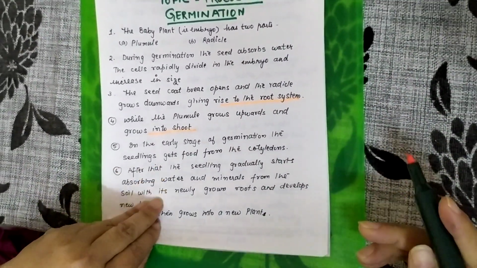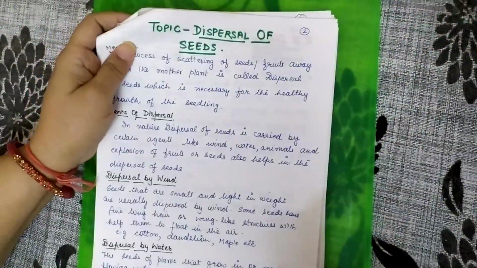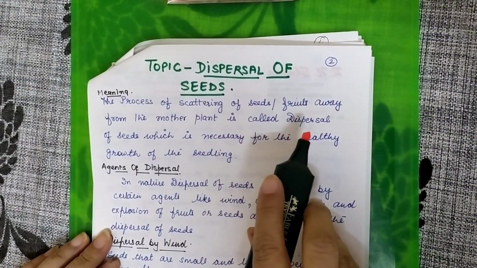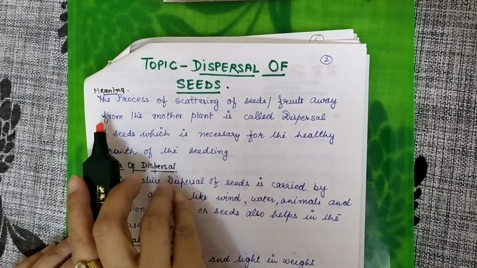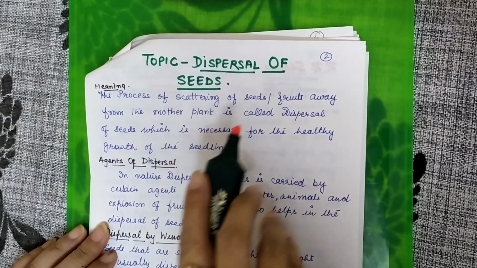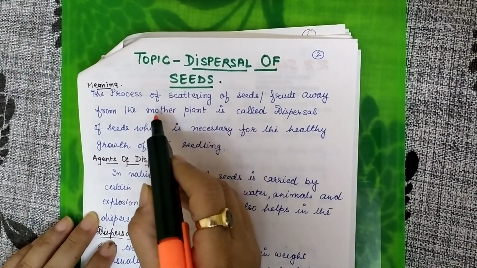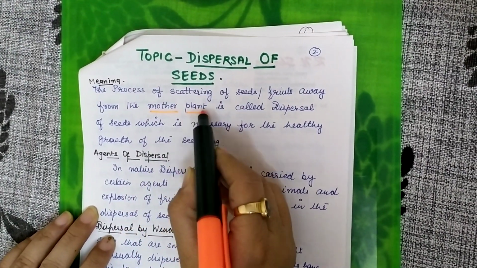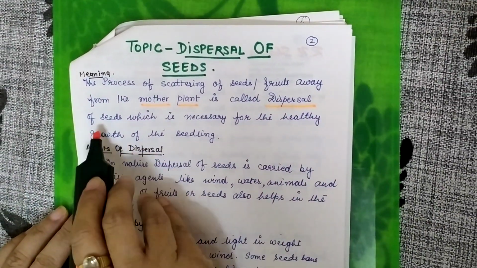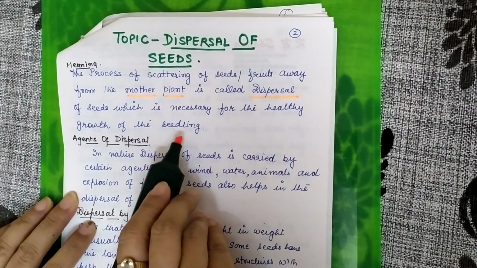Now let us start with another topic: how seeds are dispersed. The meaning of dispersal is the process of scattering of seeds or fruits away from the mother plant. Dispersal of seeds is necessary for the healthy growth of seedlings.